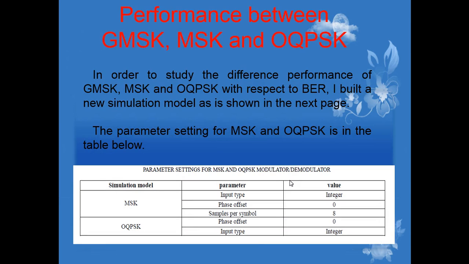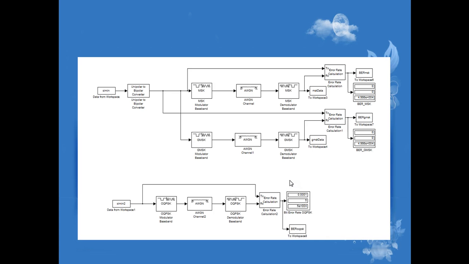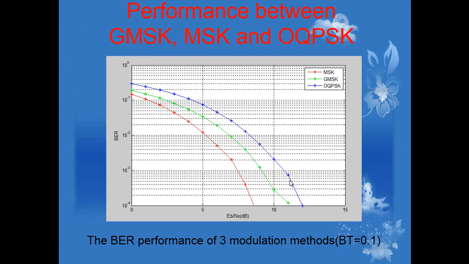Our next experiment is the performance comparison between GMSK, MSK, and OQPSK. So we start to compare the quality of these three modulation methods. Similarly, we can set the parameters for MSK and OQPSK just the way I did for GMSK. Here's the simulation model for these three modulation methods. Here's the result of their quality.